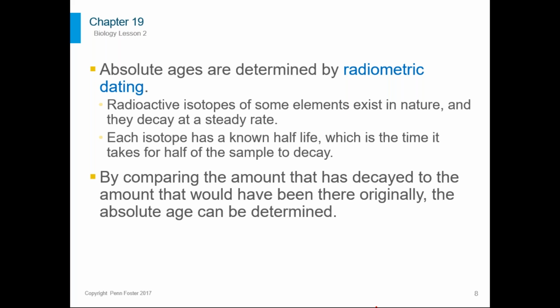So for example, the half-life of carbon-14 is almost 6,000 years. So if a body dies, in 6,000 years, half of the carbon-14 will be left. And then in another 6,000 years, half of that half will be left, and the amount keeps getting smaller and smaller.